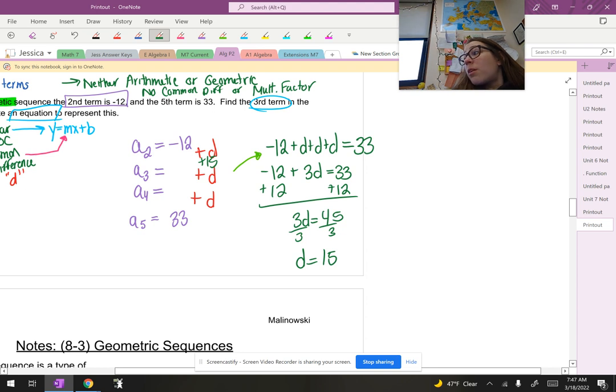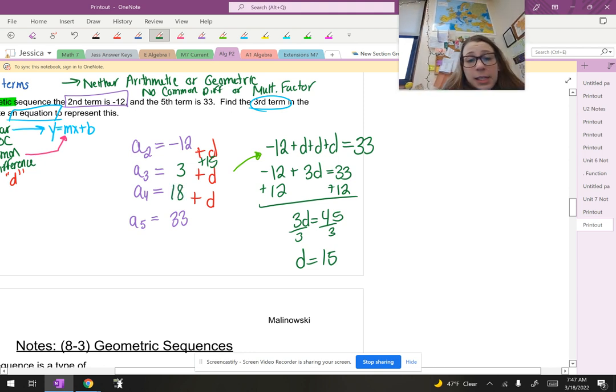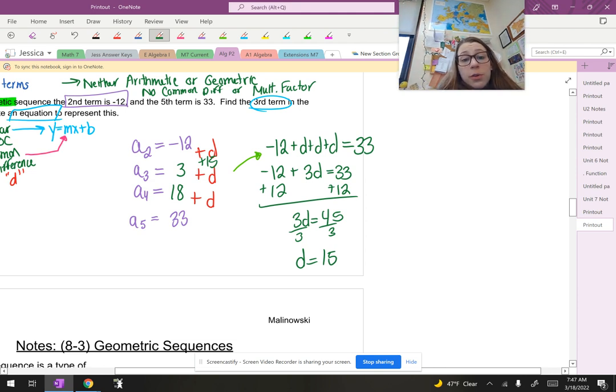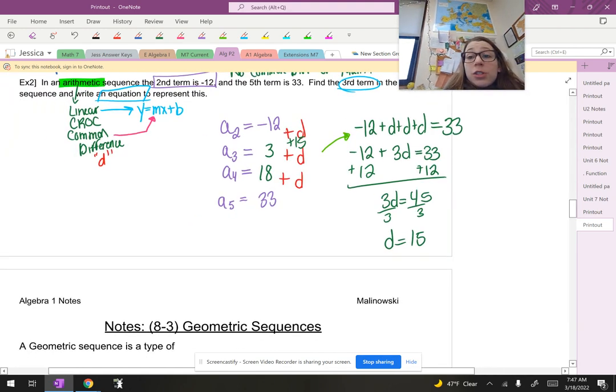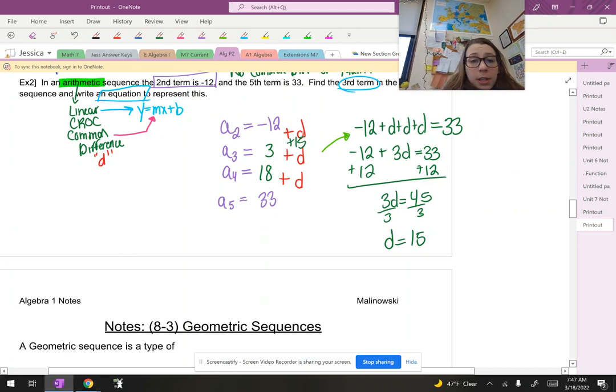So instead of d here, I'm going to add 15. Negative 12 plus 15 is going to give me, oh sorry, not negative 3, positive 3. Duh, because the 15 is bigger. 3 plus 15 is going to get me 18. And then if I double check, 18 plus 15 is going to give me 33. Okay, so now we just need to make our equation, a y equals mx plus b equation.